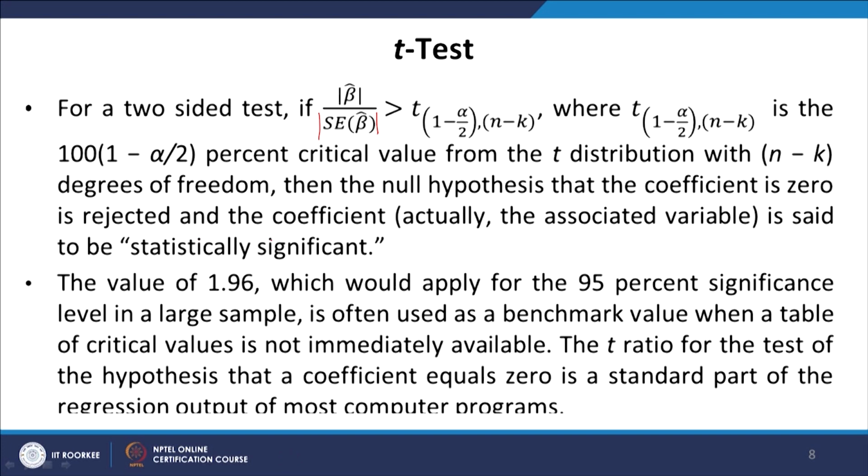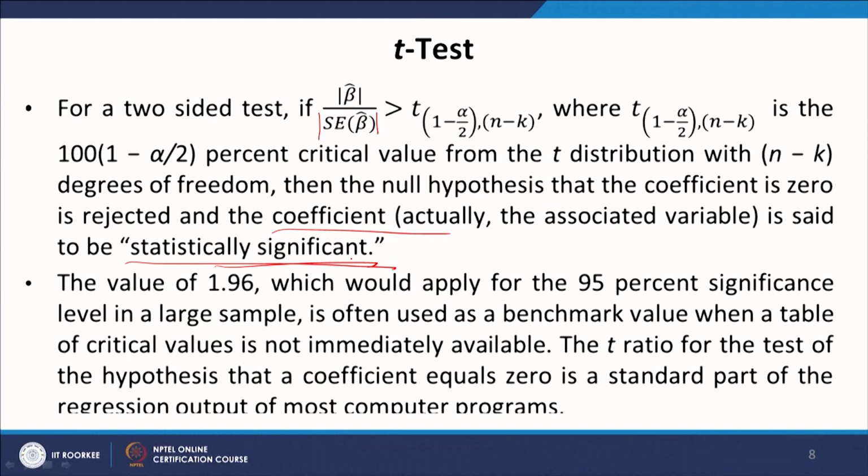So, what we mean by this is that if we reject the null hypothesis, then first of all the coefficient is statistically significant, and having a statistically significant coefficient implies that the explanatory variable is actually statistically significant, which implies that the contribution of that explanatory variable in explaining variations in the dependent variable is significantly different from 0.